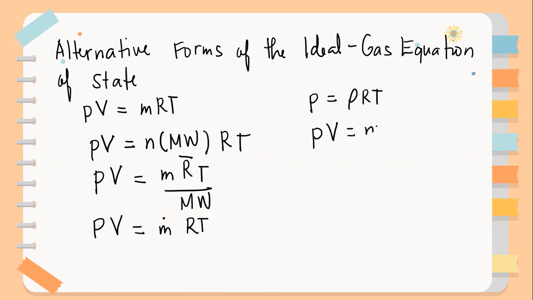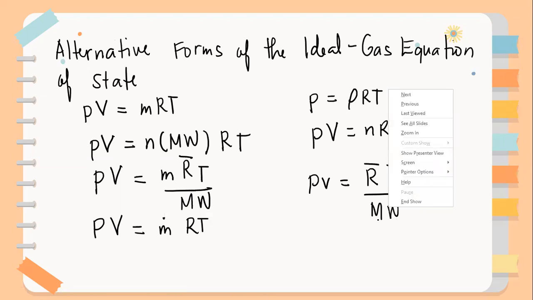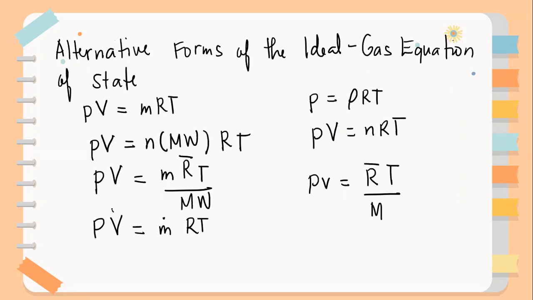Then we have P is equal to rho RT. PV is equal to N R bar T. And then we have P times specific volume is equal to universal gas constant times T over the molecular weight or the molar mass. Okay, where V with a dot is the volume flow rate. Balikan natin, this one is the volume flow rate. Pressure times volume flow rate is equal to mass flow rate RT.